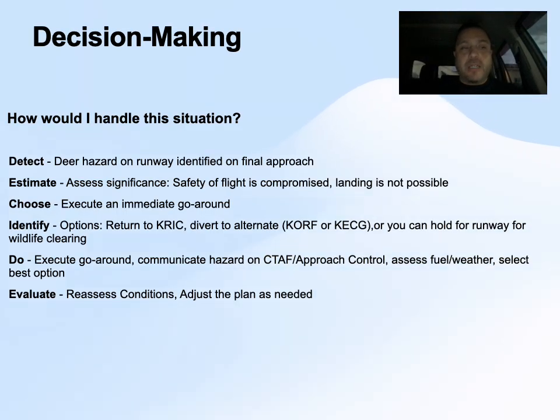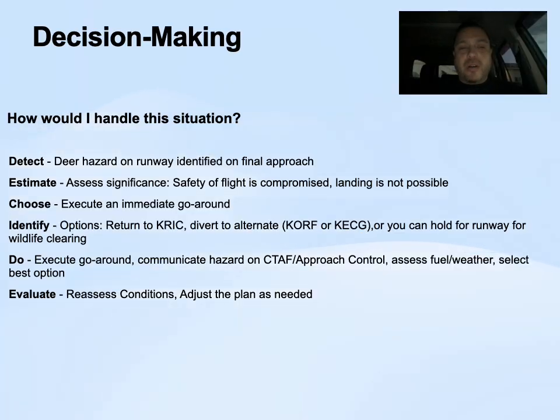I would use the DECIDE decision-making process. So you detect the hazard on the runway on final approach, assess its significance, safety of flight is compromised, landing is not possible. So we would choose to execute an immediate go-around. Options are return to KRIC, divert to an alternate, KORF or KECG, or you can hold over the runway for the wildlife to exit. Obviously, we're going to execute an immediate go-around.